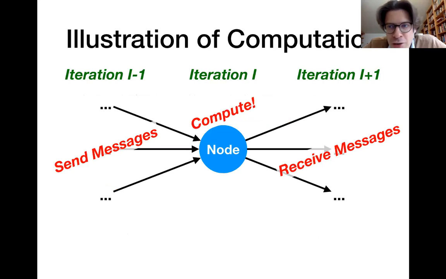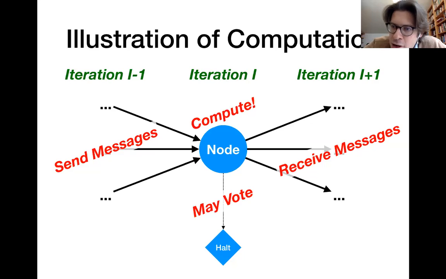Now, this is an illustration of how the computation works from the perspective of one specific node here in the middle. The node in iteration I will process messages sent to it in iteration I-1 from other nodes. And it will also produce outgoing messages for other nodes that will be delivered in the next iteration. And beyond receiving and sending messages, we also have this flag indicating whether the node wants to halt the computation, which it does if all the nodes have voted to halt.